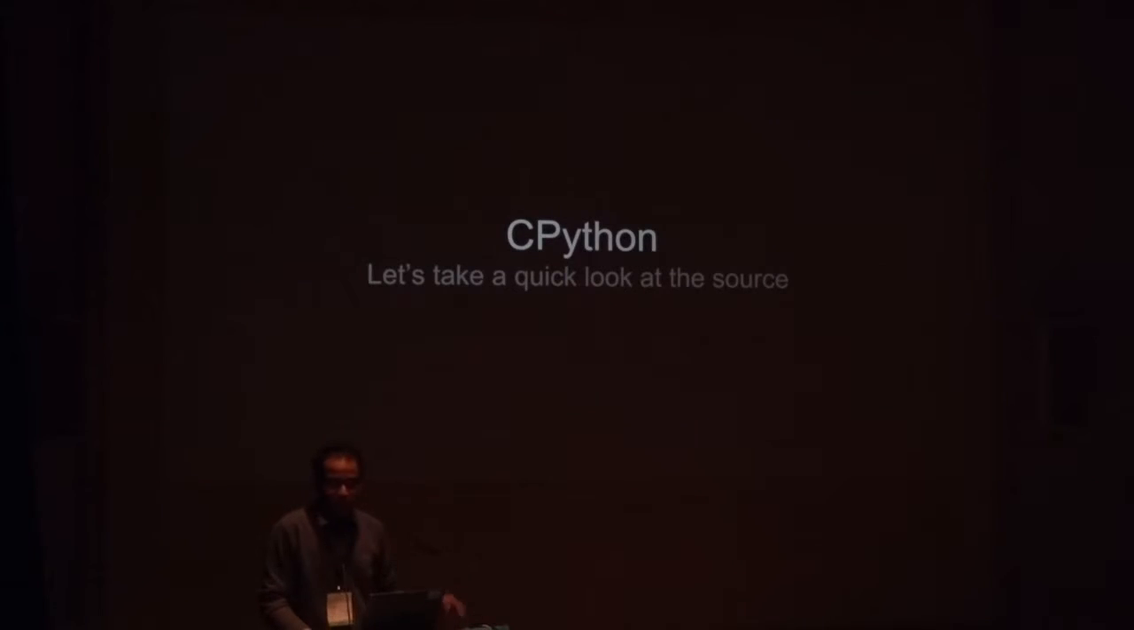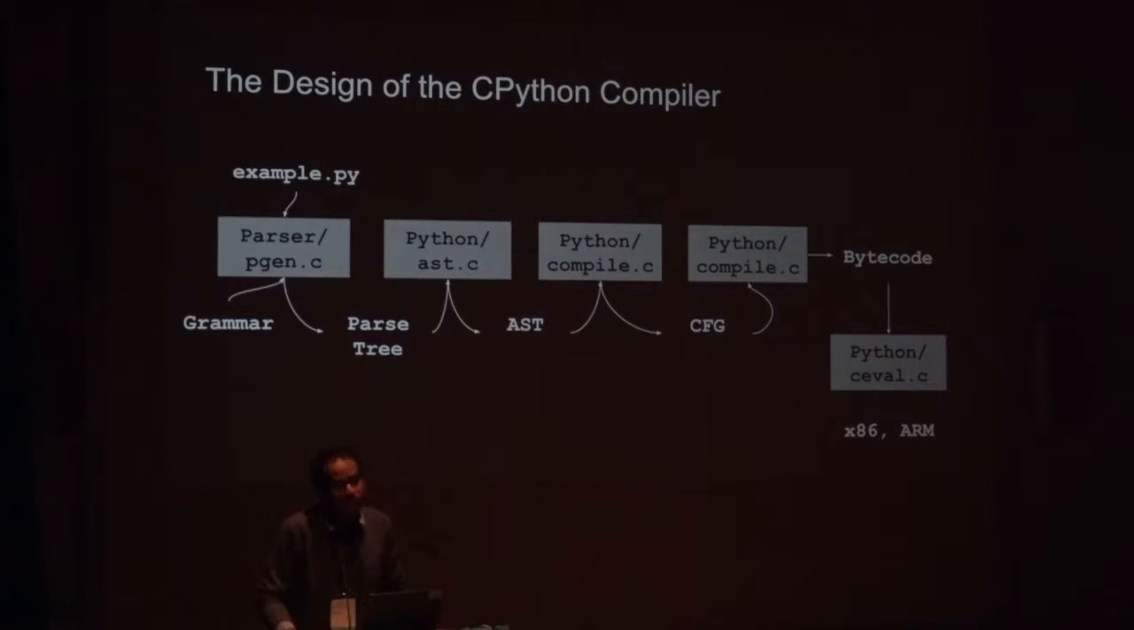OK, so how does CPython actually work now that you know what compilers do? The design of the CPython compiler is pretty similar to what we saw. It has a front end, middle end, and a back end. And the front end for it is usually the pgen and the ast.c.